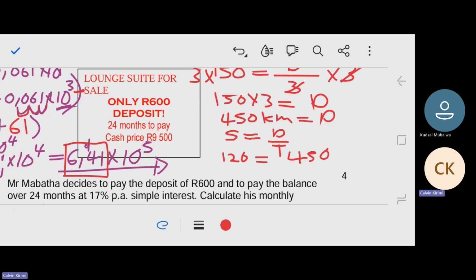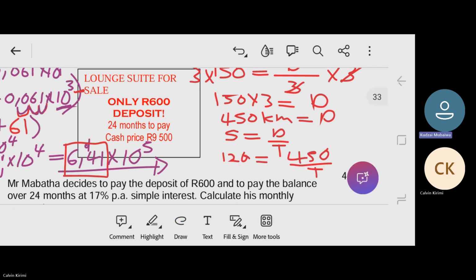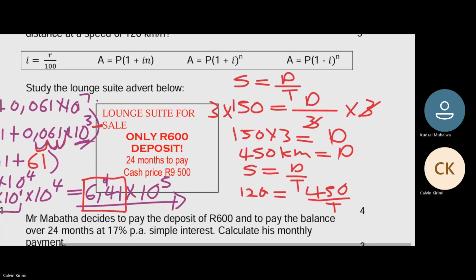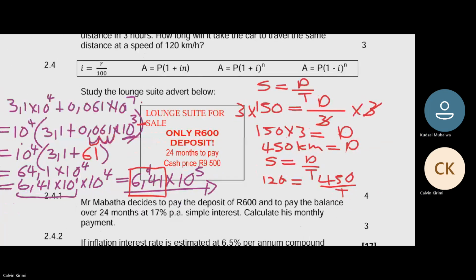Then you are looking for what? For time. Solve for time for me. What is t equals to? Solve it. Can I please just write it down quickly? No problem.